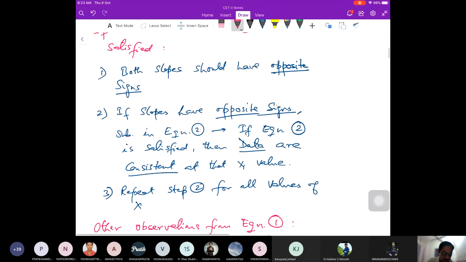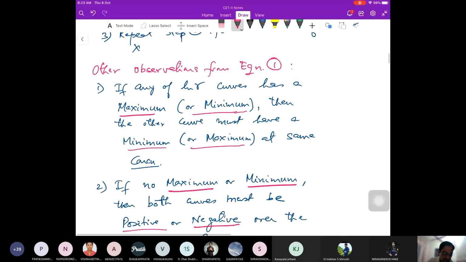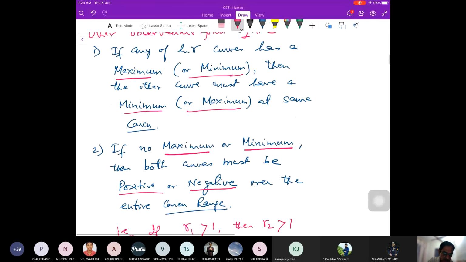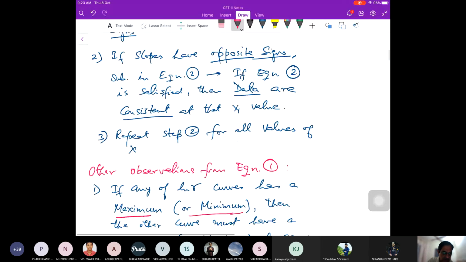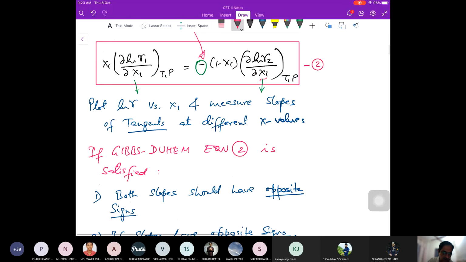Understand that it has to follow this condition, that if there's a maximum, there should be a minimum. Only then is this condition satisfied, or the Gibbs-Duhem equation is satisfied.